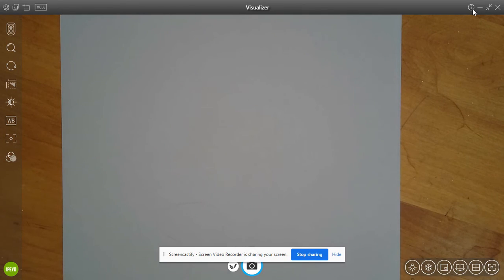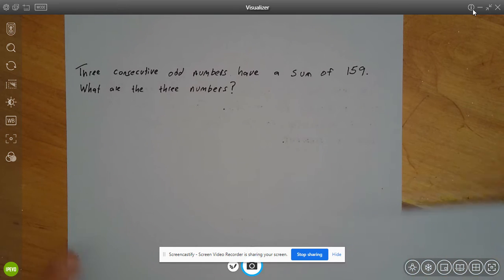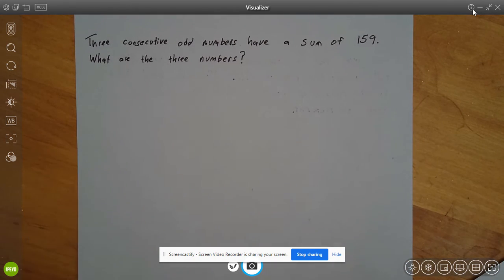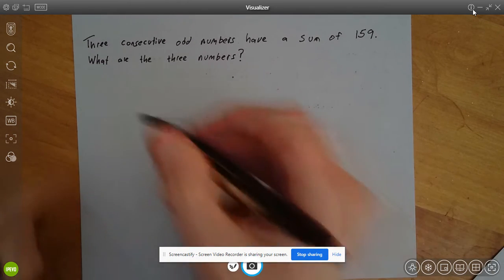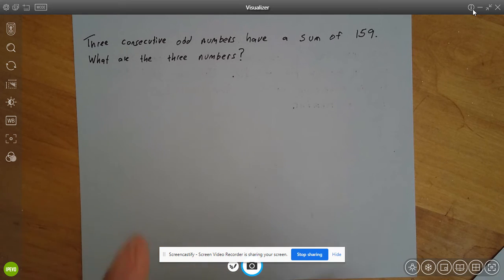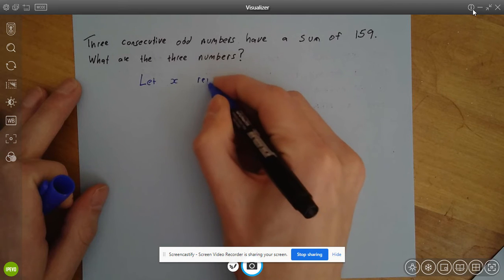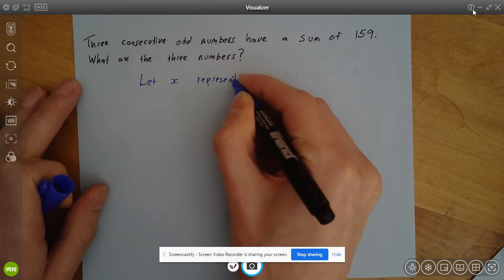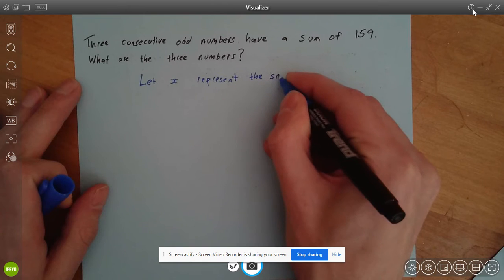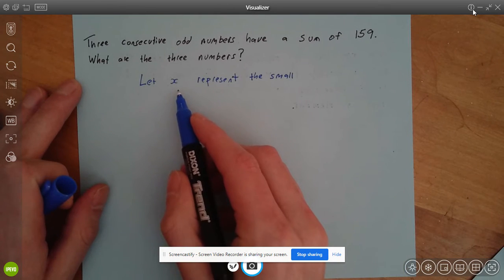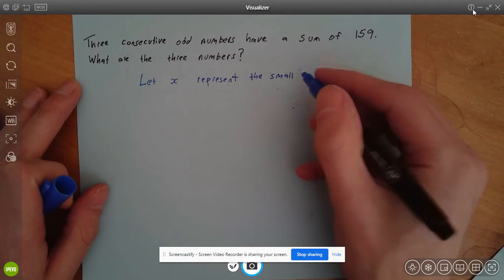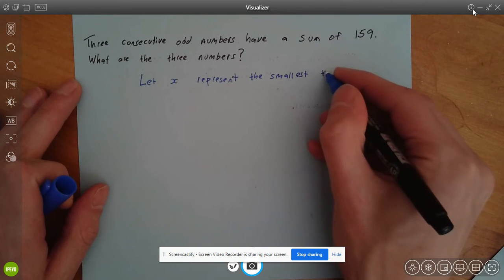Let's actually now apply this to solve a few word problems. So our first example is we have 3 consecutive odd numbers that have a sum of 159, and we want to know what are those 3 numbers. So the first thing we always want to do is define our variable. So in this case, I'm going to let x represent the smallest of the 3 numbers. So we always want to write a let statement to help us say, what variable am I going to use and what is it going to represent? So x is going to represent the smallest of the 3 numbers.